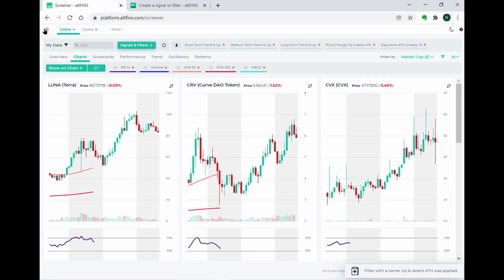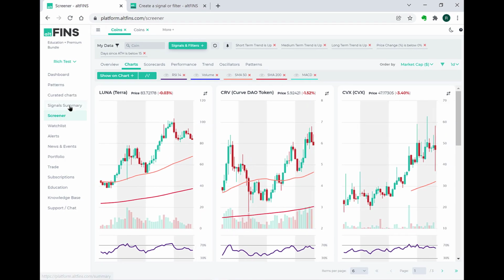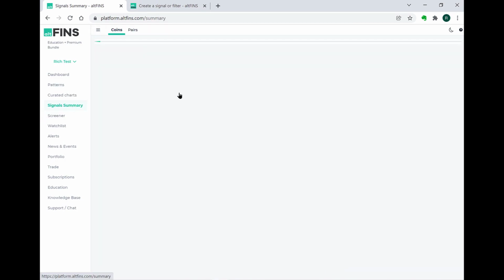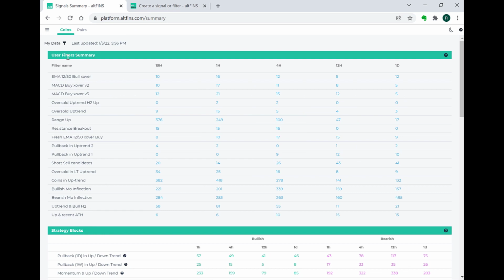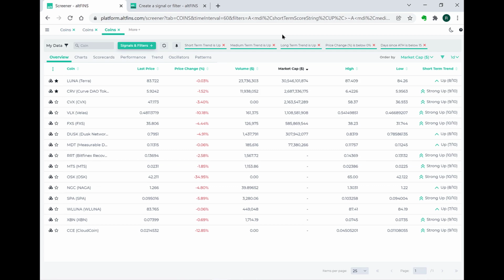And the other cool thing is that when you go to your signal summary, this custom filter that you've created will appear on the top section of your signal summary, on the bottom right here. So that way you can quickly select and click on that number, and it will take you to the results right away. That's a cool shortcut and a time saver for you as well.